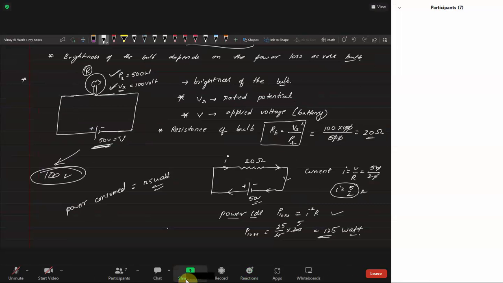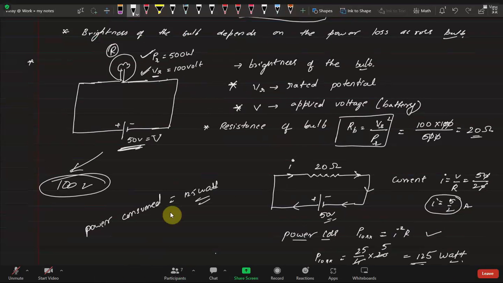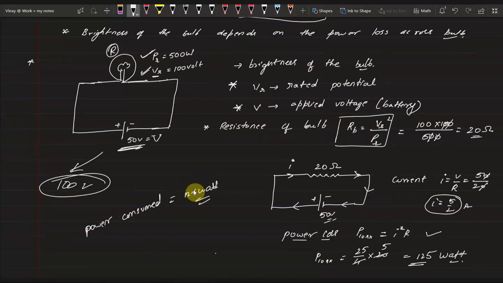If you're done with this, I'll give you a small concept on how to calculate the power loss across each bulb, whether the bulbs are connected in series or in parallel.